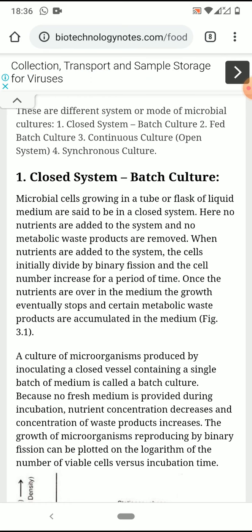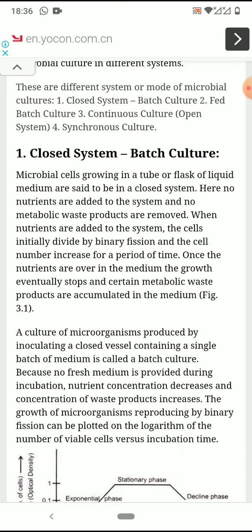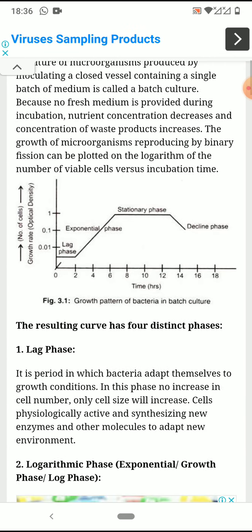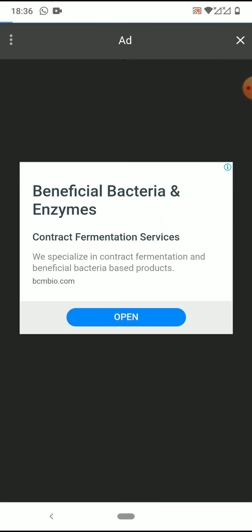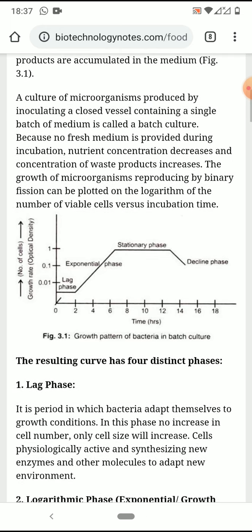So what happens in a batch culture? You provide the bacterium with a particular amount of medium, so it takes up the medium, and as per the growth curve you can see the 4 phases, that is lag phase, log phase, then stationary phase and the death phase. The 4 phases will be employed in this batch culture. You won't be adding any extra medium into the tube.